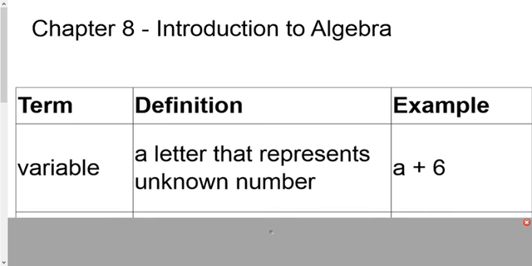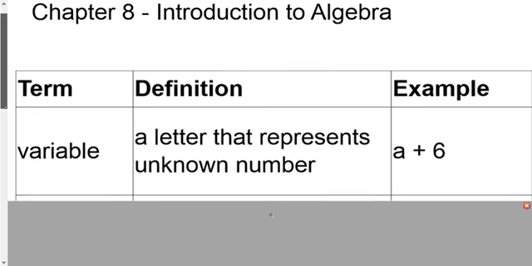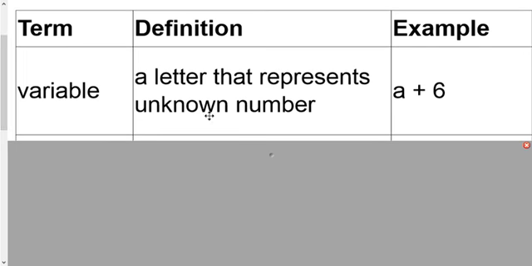Now a variable, hopefully you're already familiar with that. It's basically a letter that represents an unknown number. So when you look at the example here, anytime that you see a letter there, it's the same thing as if you saw a question mark. Well, what plus 6? It doesn't have to be an a, it could be any letter of the alphabet, but they are lowercase.